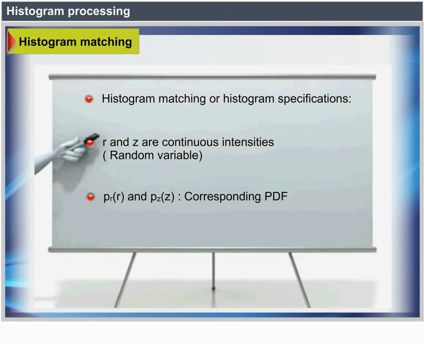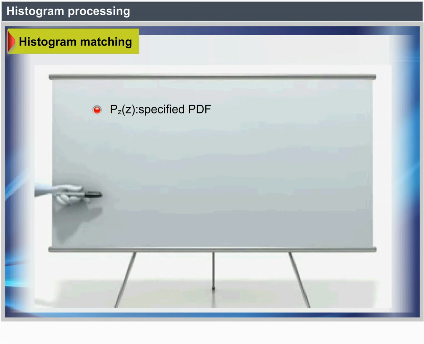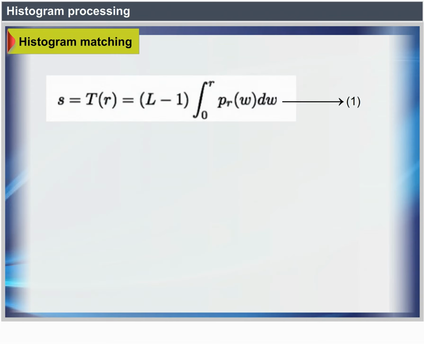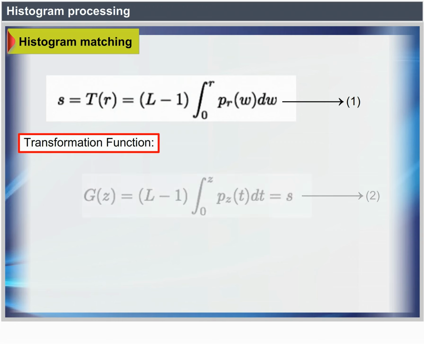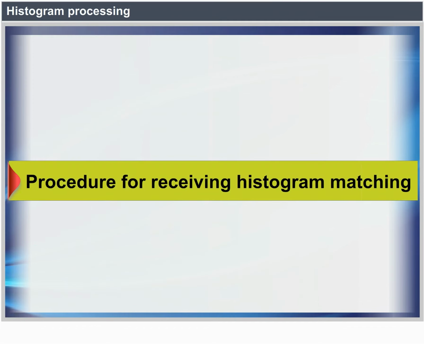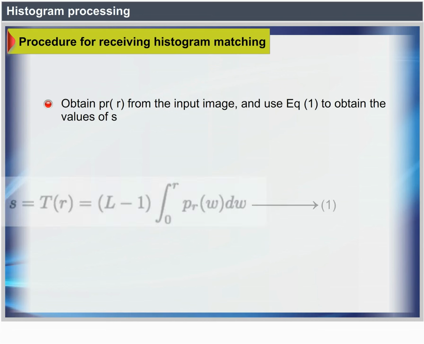Procedure to obtain histogram matching. Obtain Pr of r from the input image and use equation 1 to obtain the values of s. Use a specified PDF in equation 2 to obtain the transformation function G of z. Obtain the inverse transformation z equals G minus 1 of s, that is by mapping from s to z. Obtain the output image by equalizing the input image using equation 1.